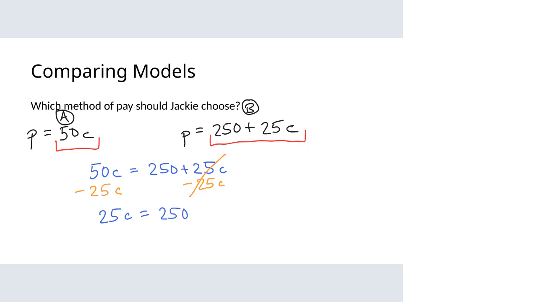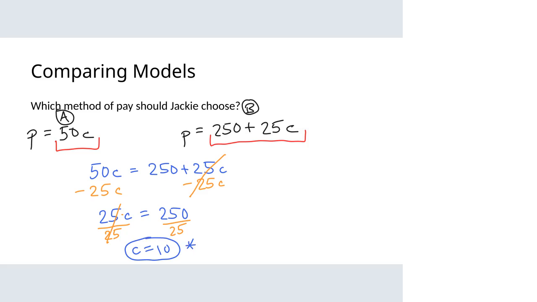One more step to go to get C by itself. I'm going to have to get rid of multiplication on the left-hand side. So I'm going to divide by 25. Those will cancel, leaving just the C. If I divide by 25 on the left, I have to divide by 25 on the right. And when I do that, I find out that C is 10.